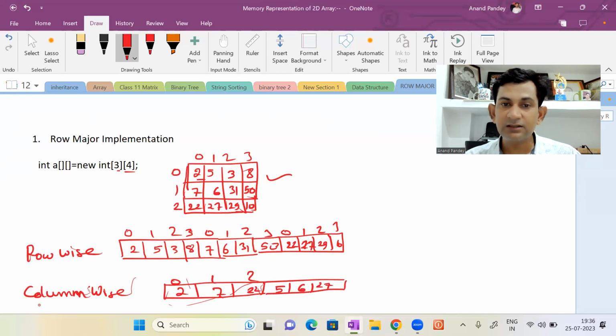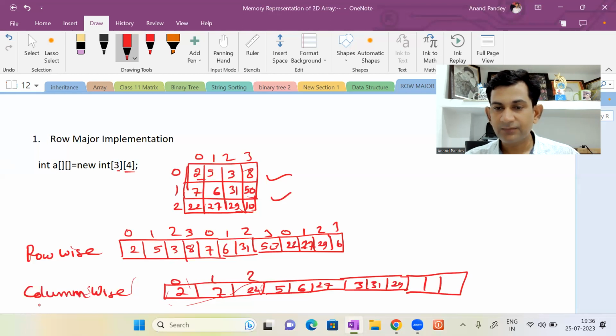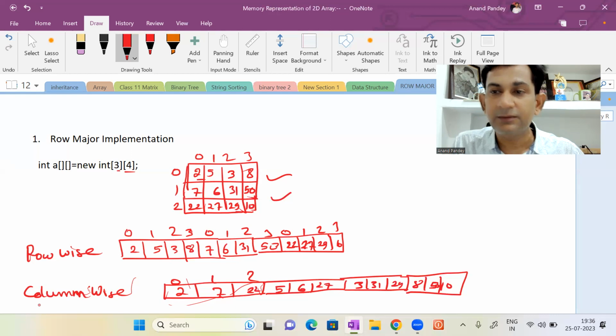You can see in this array, from here I am taking the values. Now the elements of the third column, that is 3, 31, and 29. Then the elements of the fourth column: 8, 50, and 10. So this is called column major implementation. The elements will be allocated in linear form, column wise: the elements of the first column, then the second column, then the third column, and so on.